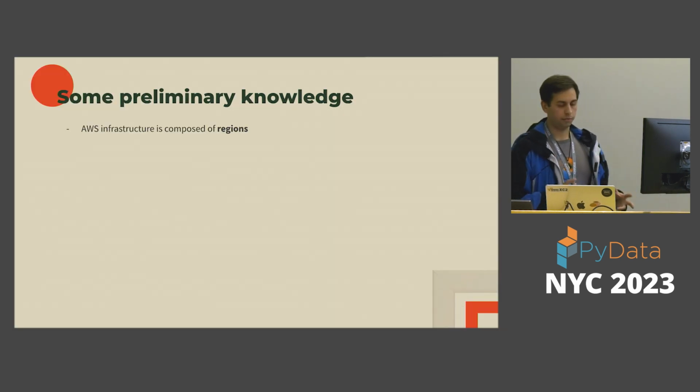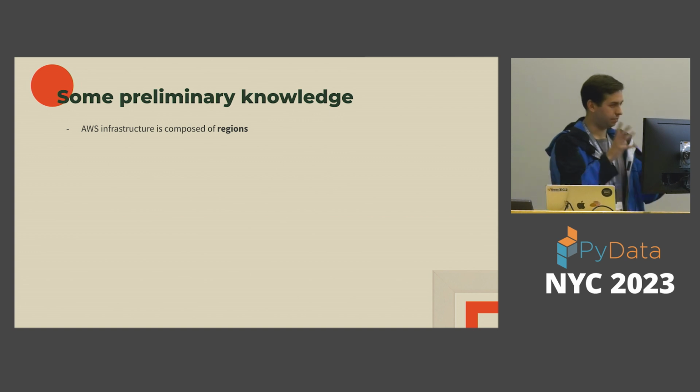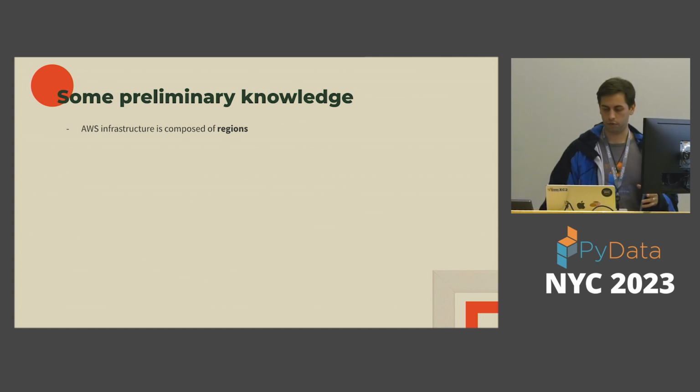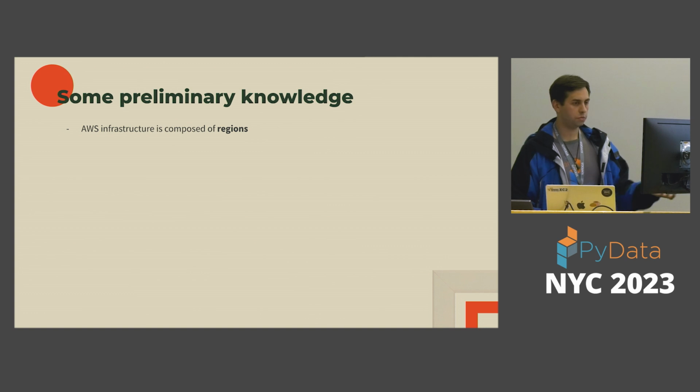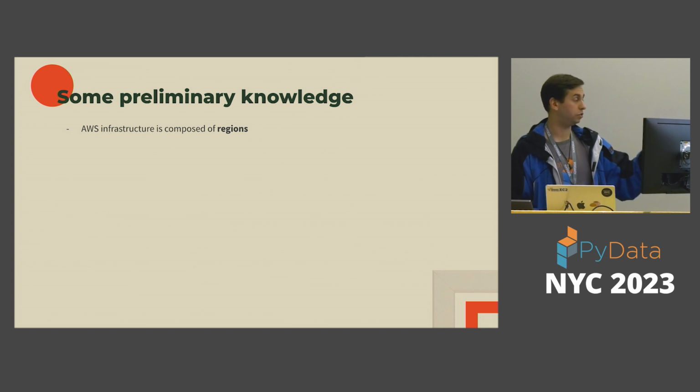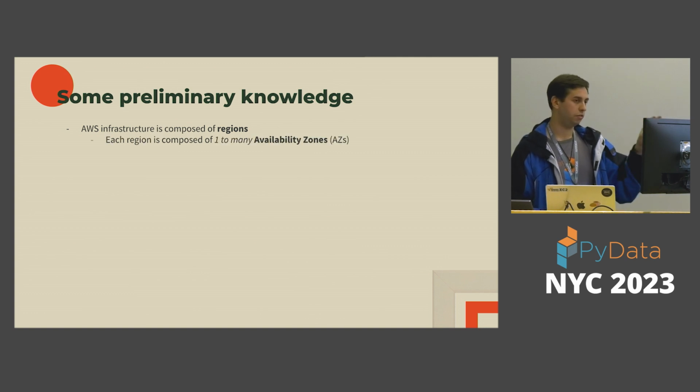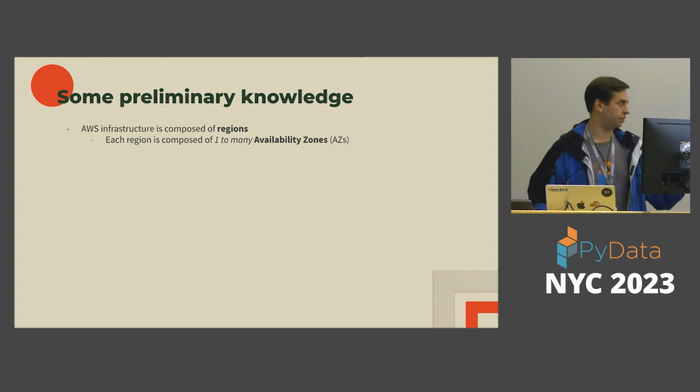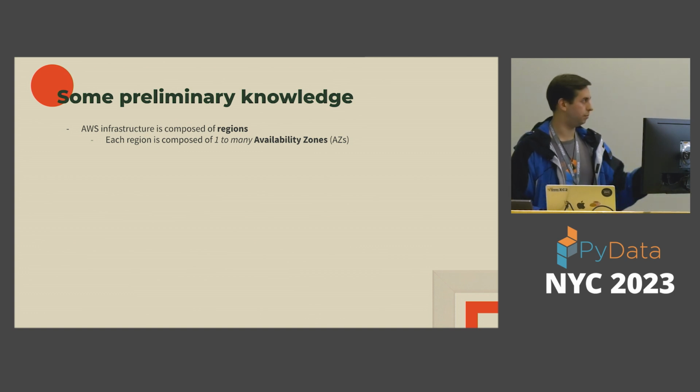So I'm going to give you some preliminary knowledge of AWS, some general things which are going to be useful to you. The first one is that AWS infrastructure is composed of regions, and each region is composed of 1 to many availability zones, which I will call AZs because availability is a hard word.